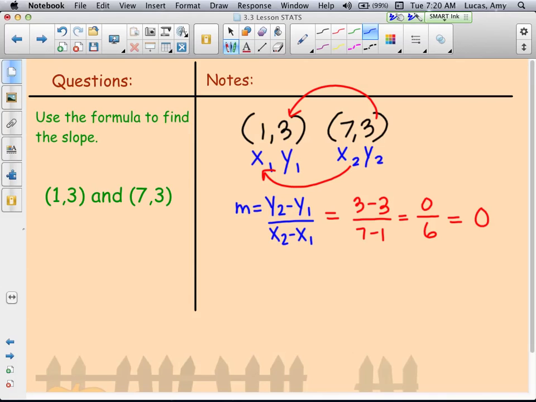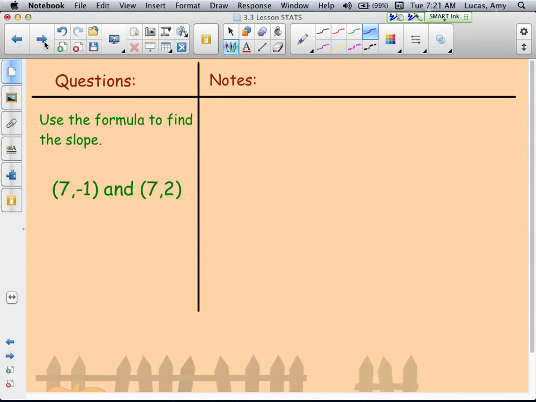If you graph this problem, you see that 1, 3, and 7, 3 lie on the same horizontal line. Horizontal lines always have a slope of 0.